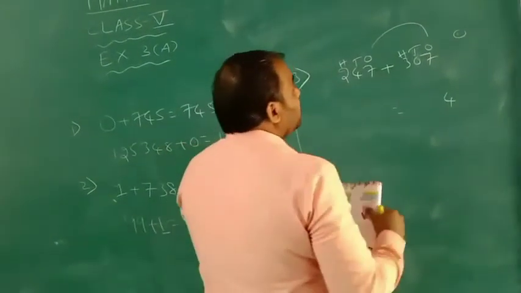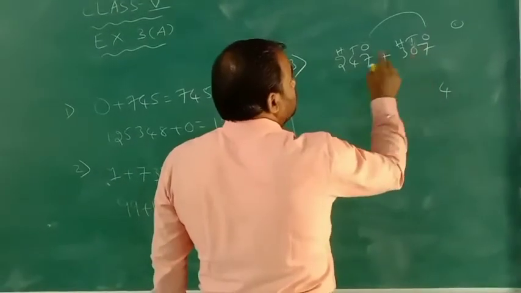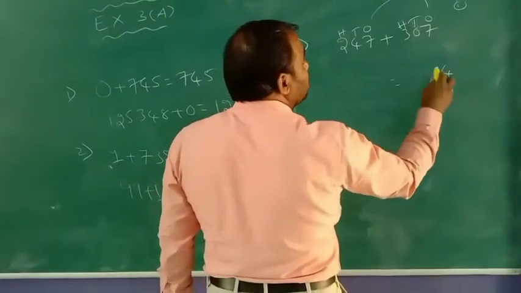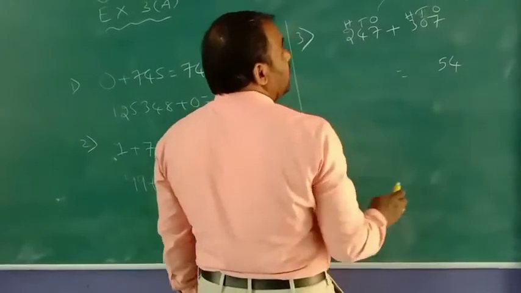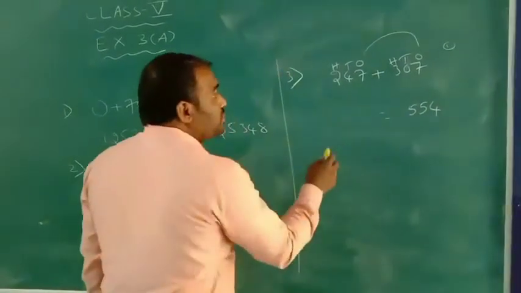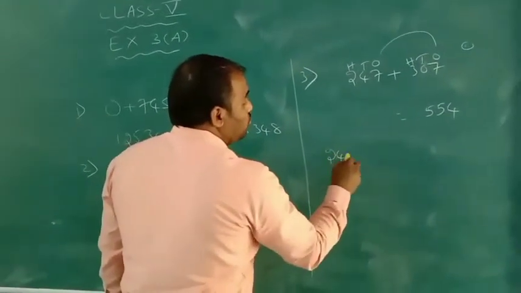Again, next, what to add here? 1 plus 0, 1. 1 plus 4, 5. Next, hundreds: 3 plus 2, 5. Otherwise, many students add numbers like this.